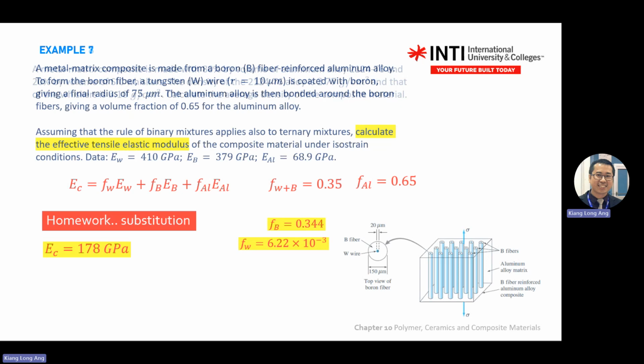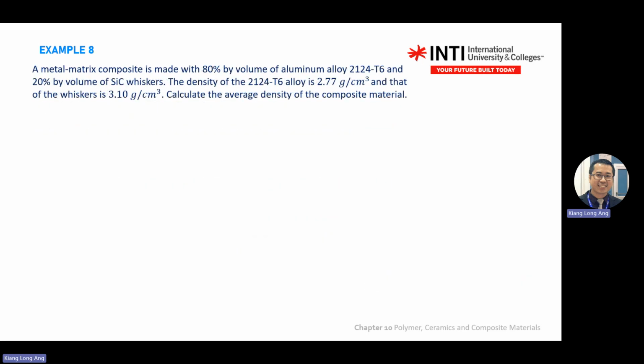Okay. Example 8 is another illustration. You see whether it makes sense or not. You just observe the solution steps. You're given a metal matrix composite with aluminum alloy 80% and the viscous 20%. The density of the alloy is so and so. Calculate the average density of the composite material. Here it asks you about density.